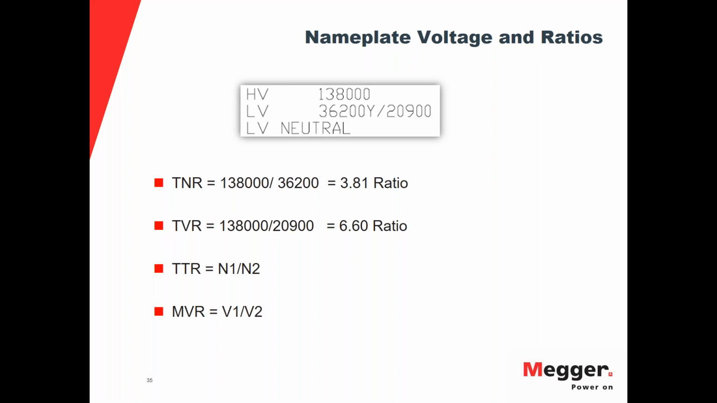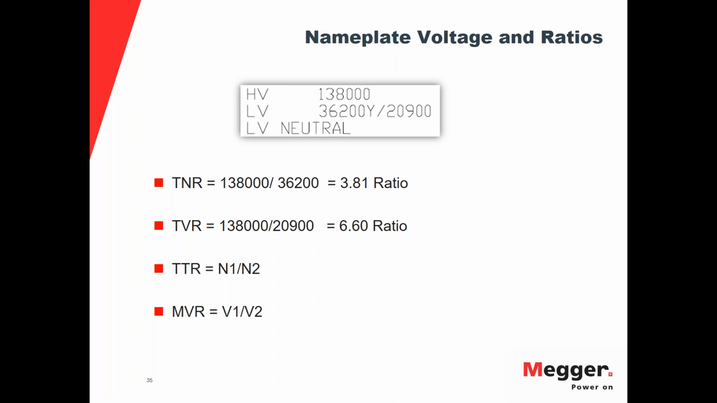Now there's some people prefer to do a TNR, some people prefer to do a TTR, which is proportional to the TVR, and it's just preference or maybe the standard that you're applying to. So then we see here TVR. Again, we're comparing from a high voltage side, a specific, to a low voltage side, and this time we're looking at the phase voltage, the line or the phase to neutral voltage here. So we have 138 kV to 20.9 kV.